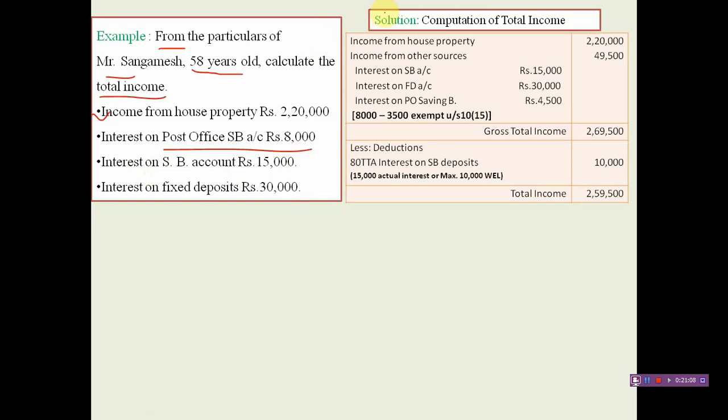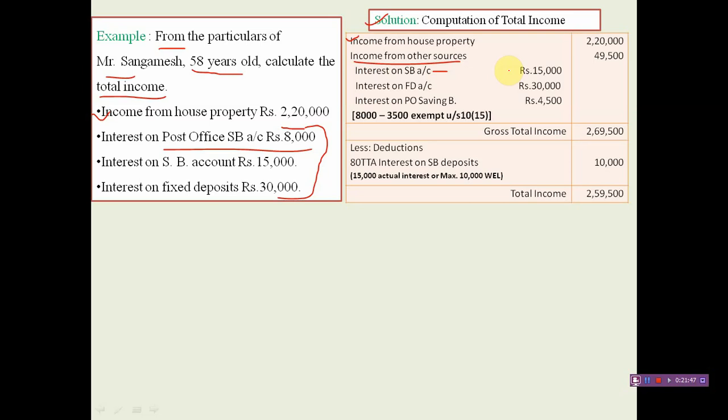Solution: computation of total income. First, income from house property rupees 2,20,000. Next, he has three incomes, that is interest on post office savings bank account, interest on SB account, and interest on fixed deposits account. These three incomes are taxable under the head income from other sources. So here is the head income from other sources. Under that head, first one, interest on SB account rupees 15,000.